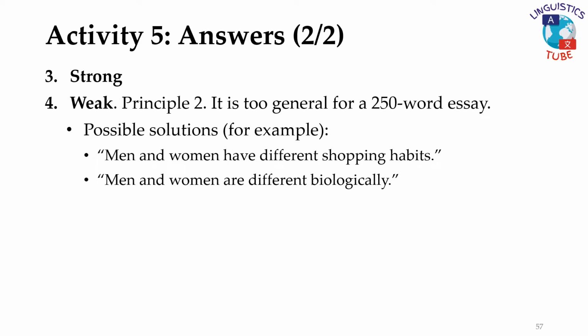Thesis statement 4 breaks principle 2, because it is very unlikely that many aspects could be discussed in detail in 250 words. Thus, it is too general for the length of the essay. To fix it, you could simply focus on only one aspect, such as men and women have different shopping habits, or men and women are different biologically. Next, thesis statement 5 is strong.